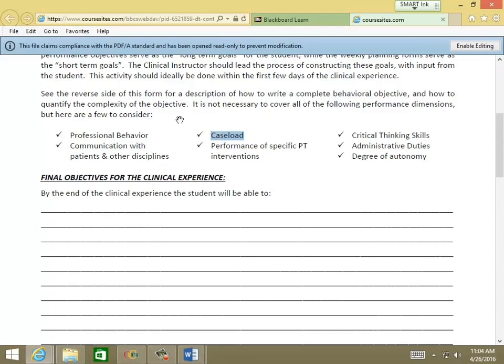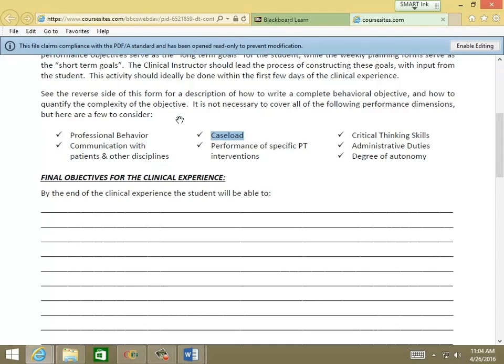Caseload goals are not something that the college can set. Depending on the setting, caseload can vary widely. In an outpatient orthopedic setting, we would expect a much higher number of patients seen per day than we would expect to see on an inpatient rehab unit where clients are treated BID. So the caseload goals really are very facility specific, and we ask that the student, with your input, sets a goal for caseload.